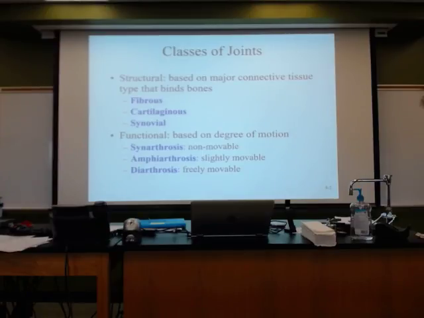Now, when we talk about joints and the classification, we're going to say it's either structural or functional. Well, the term structural means the structure. For us, that means what material is going to be present. So we're going to think about these connective tissues and which ones are present that are binding these bones, making up these joints. So if we classify it under a structural joint, we'll say it's fibrous, cartilaginous, or synovial.